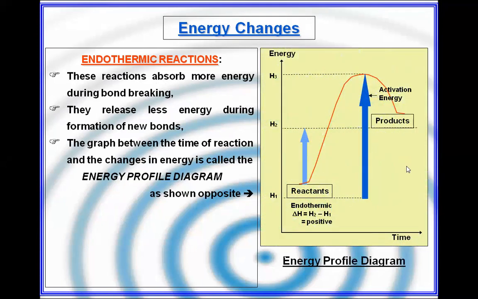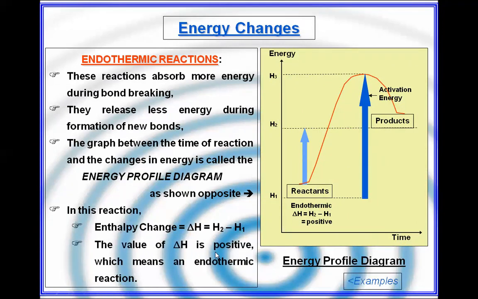And now you can see that reactants are less than the products. So H1 is less than H2, so H2 is greater than H1. That is why the sign of delta H should be positive. We can say that the enthalpy change, the sign of delta H, should be positive. So this is the energy profile diagram of endothermic reaction.